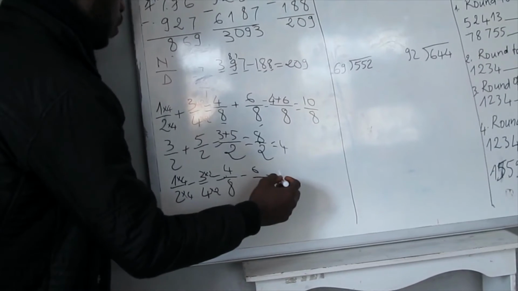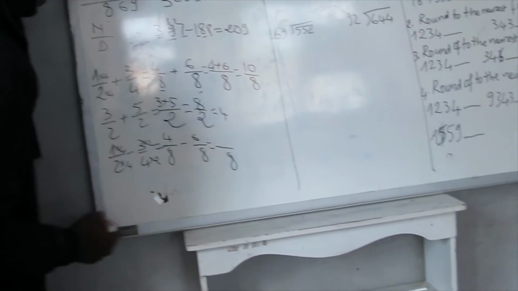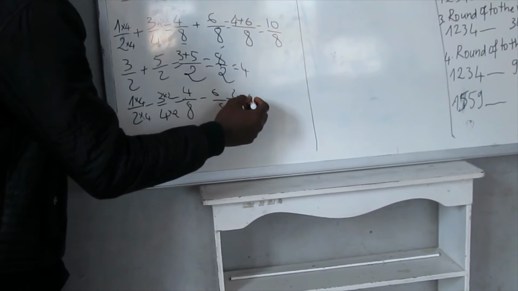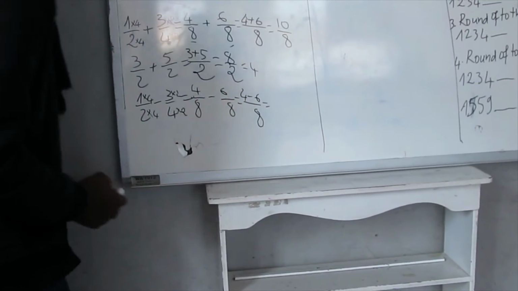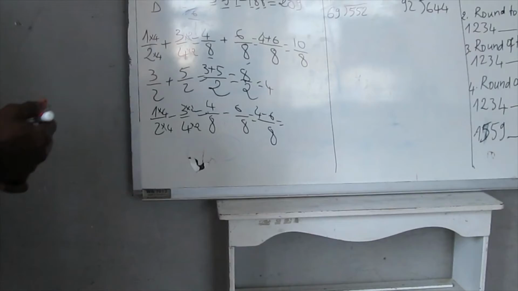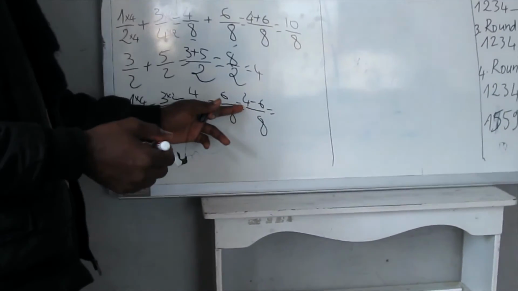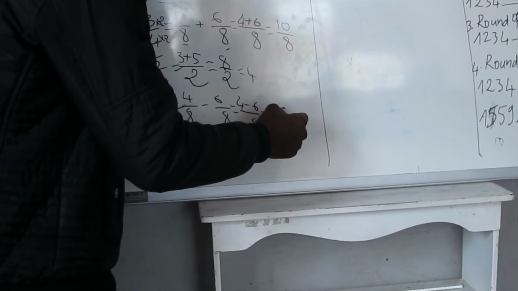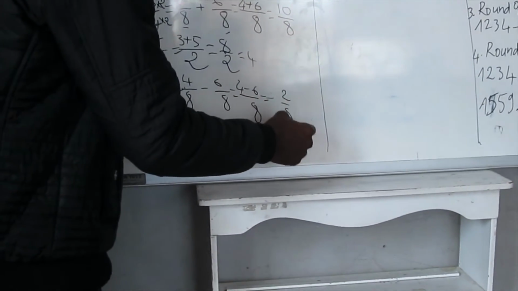So now we do what? We keep the same denominator, then 4 minus 6. Because 6 is more than 4, I can just put my sign, so the answer is negative 2 over 8.